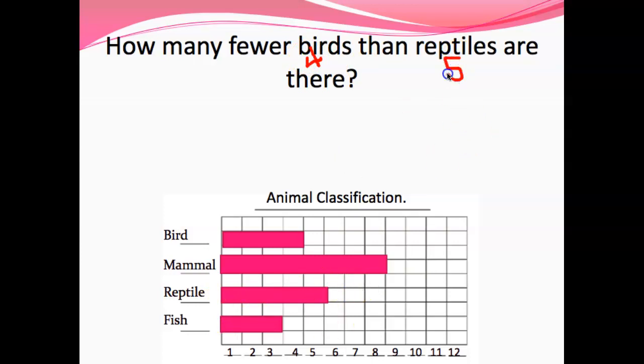So I need to figure out how many fewer reptiles. This is a pretty easy subtraction problem. 5 minus 4 will tell me how many fewer there are. There is 1 fewer, or 1 less bird than reptiles.